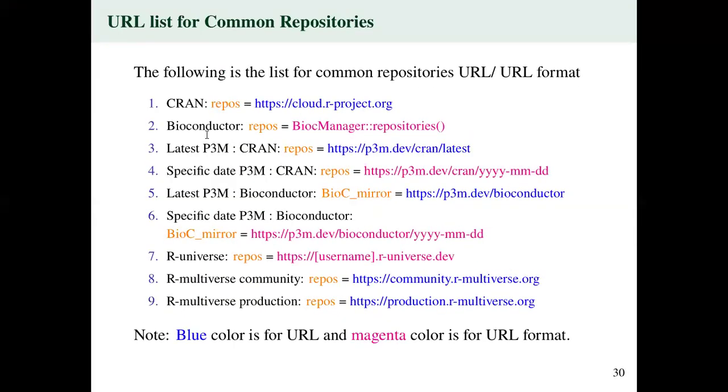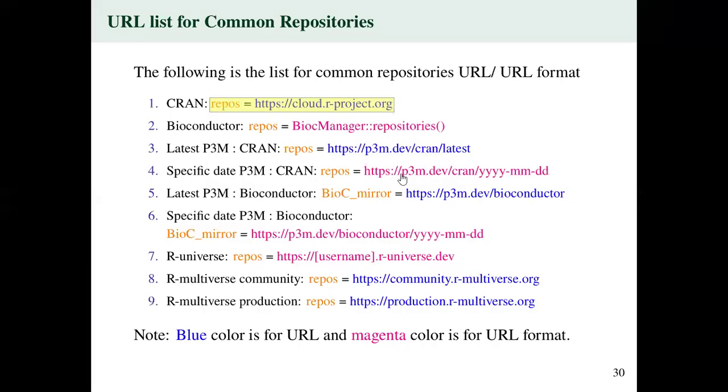The rest are already done because you can install the latest from POSIT by using repos. This is the URL. Wherever you see blue, it means that is the link, a hyperlink. You can click there, and it will take you directly. But wherever you see this magenta color, that is a format. Like this one, this is not a link, it is a format. You will need to put your year, month, and day here to install a specific date.